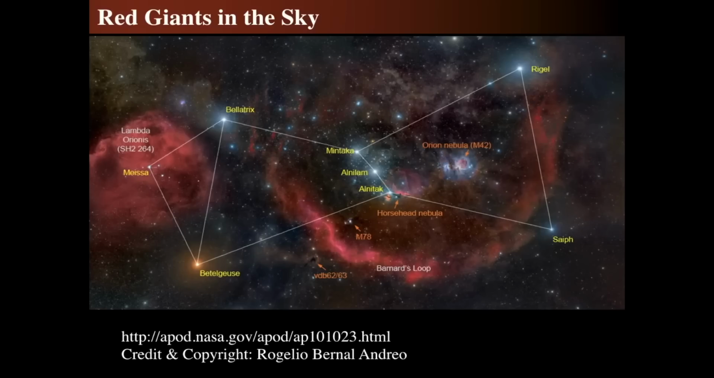And Betelgeuse, this is not an artistic picture, but rather a massive array of pictures put together as a mosaic by Rogelio Bernal Andreu, and it was featured in Astronomy Picture of the Day in 2010. So Betelgeuse is the upper left shoulder of the giant of Orion. And there's all sorts of wonderful things going on in the Orion Nebula and the Orion area of the sky. But Betelgeuse is the star we're going to be talking about, which is this bright star.